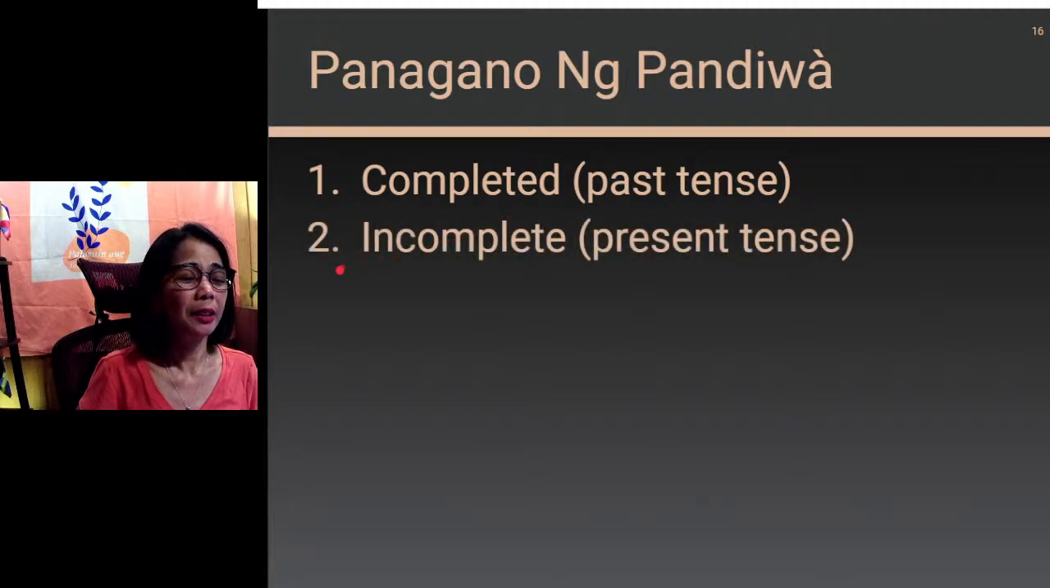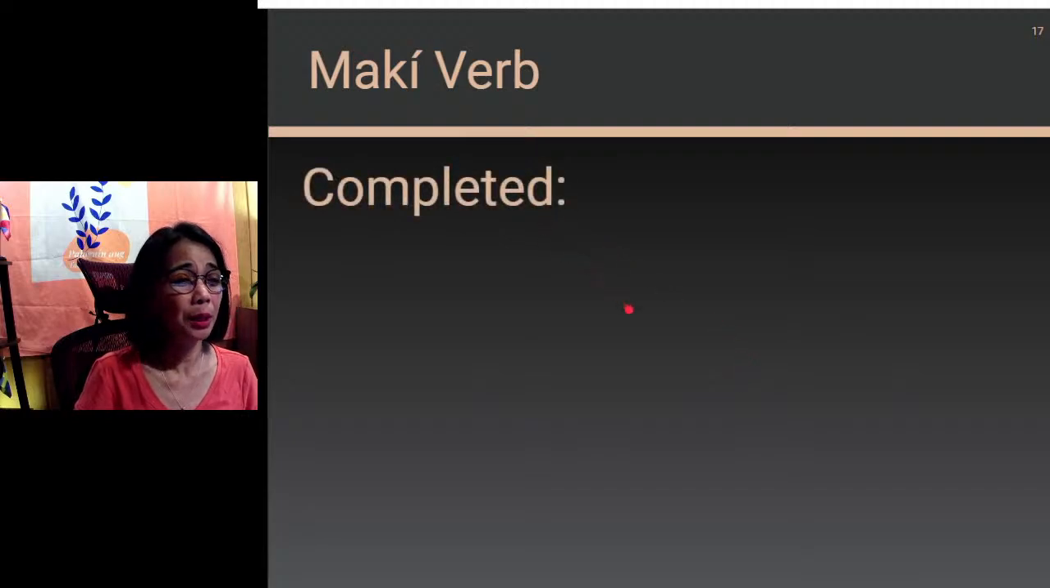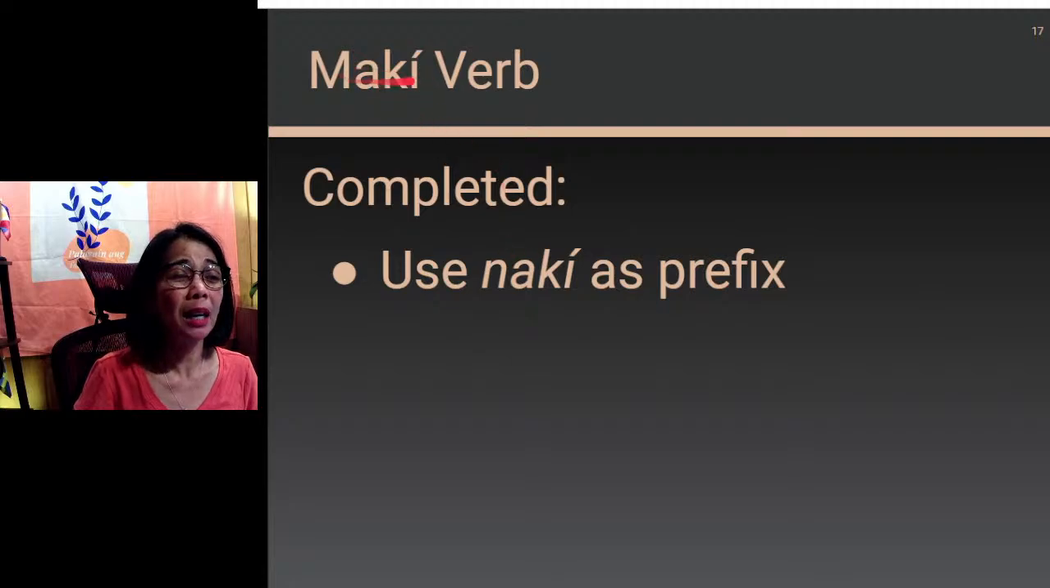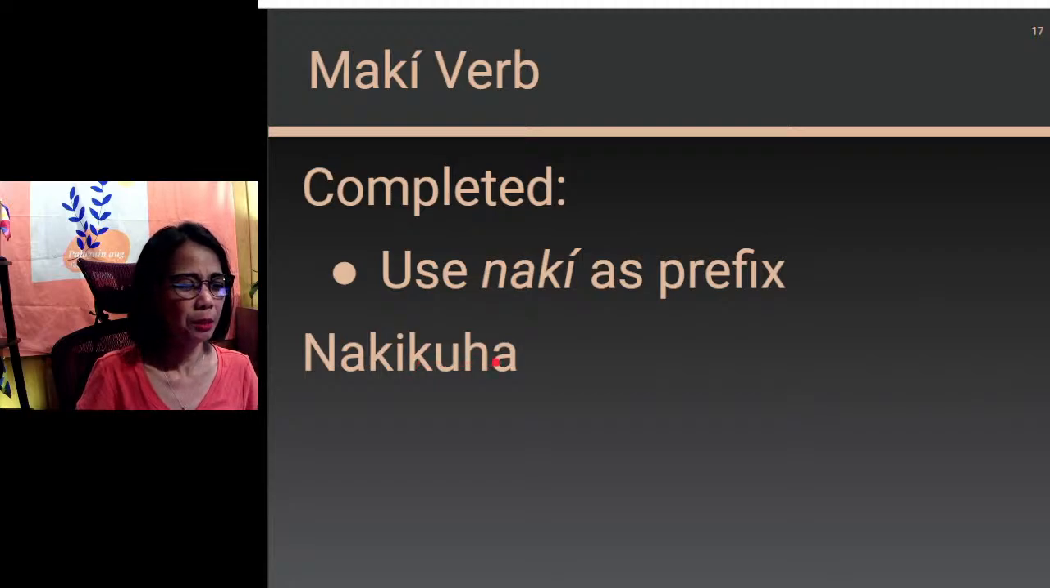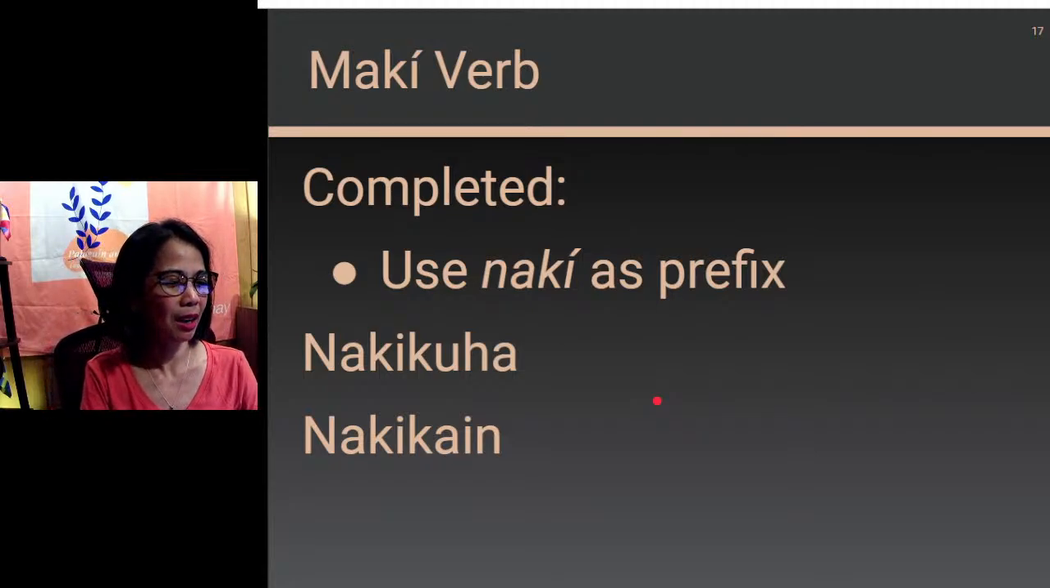And then another aspect of time is incomplete or present tense. And then of course we want future tense also, which is contemplative. Okay, and let's understand how to conjugate this using Maki. With completed, instead of the Maki prefix, you use Naki as prefix when it's completed. Nakikuha, nakikain.